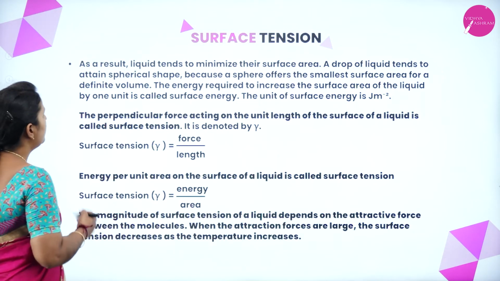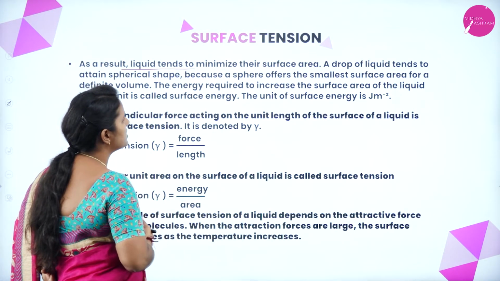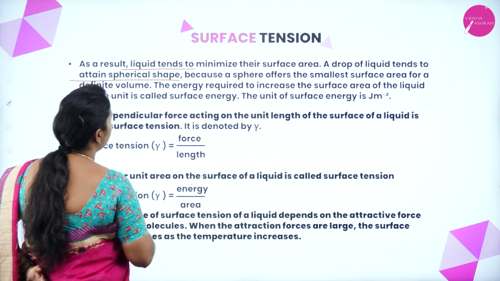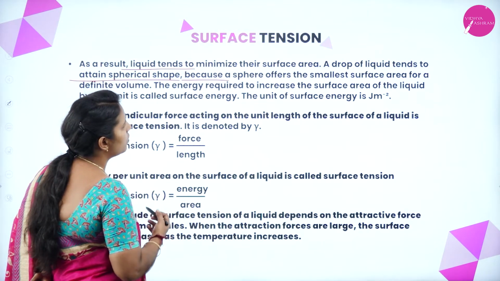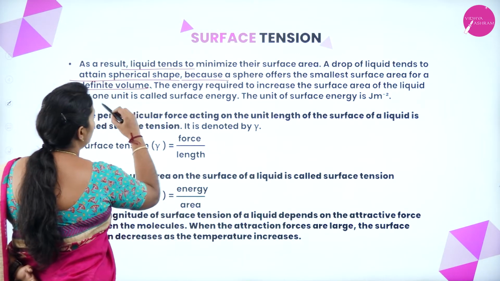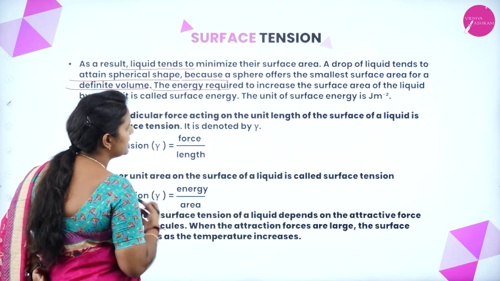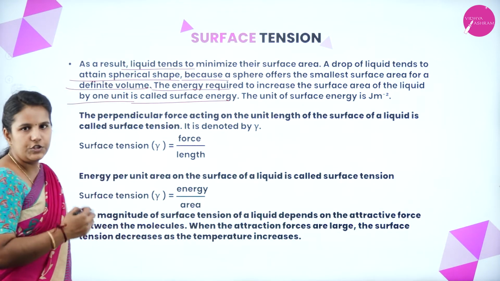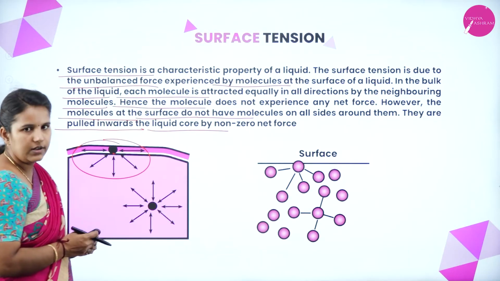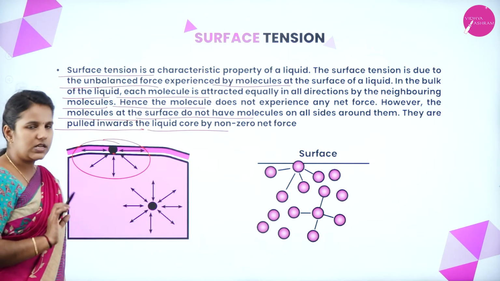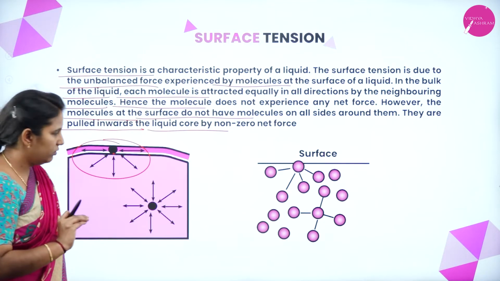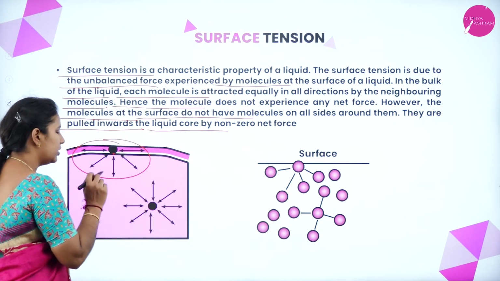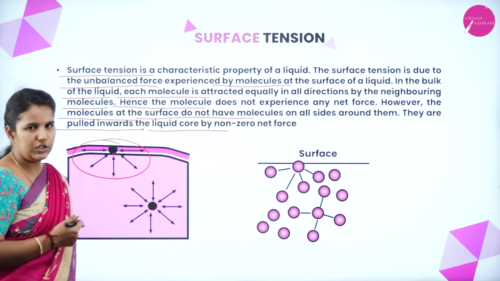So for that reason, the liquid tends to minimize its surface area. A drop of liquid tends to attain a spherical shape, which offers the smallest surface area for a definite volume. The energy required to increase the surface area of the liquid by 1 unit area is known as surface energy. Understand here? We have learned that surface tension is a characteristic property of the liquid, where in the bulk of the liquid, the molecules are attracted towards each other.